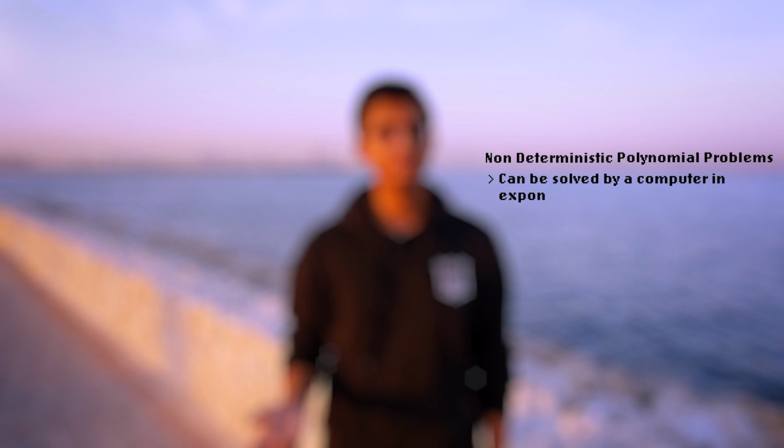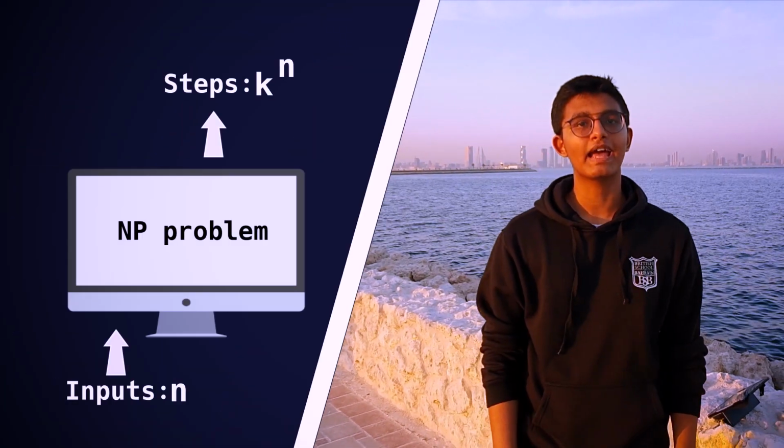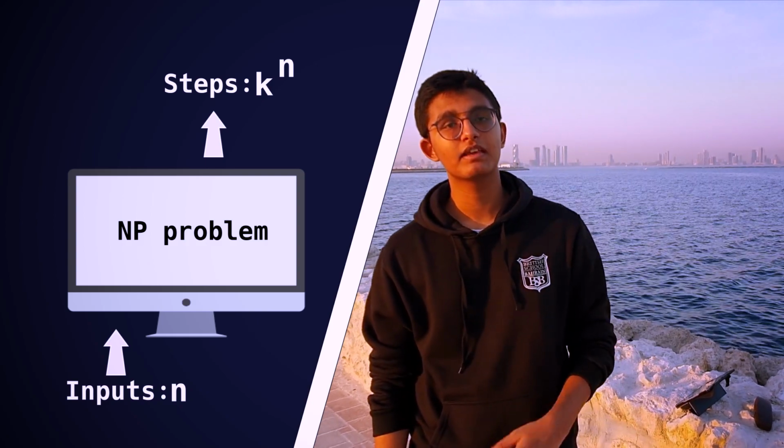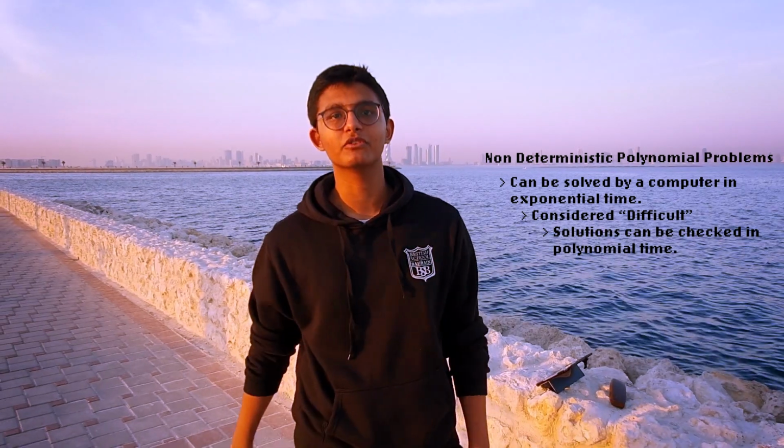NP, or non-deterministic polynomial problems, can be solved in exponential time instead of polynomial. This means that for n inputs into a problem, the algorithm has k to the power of n steps. But the beauty is that the solutions to these problems can be checked in polynomial time.